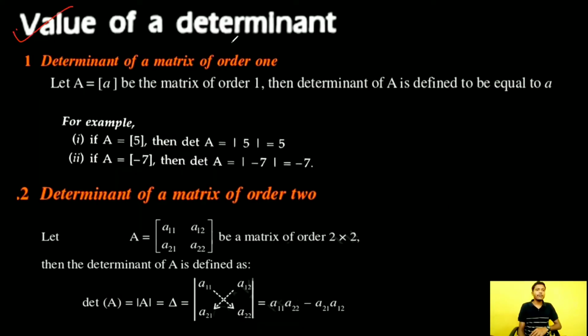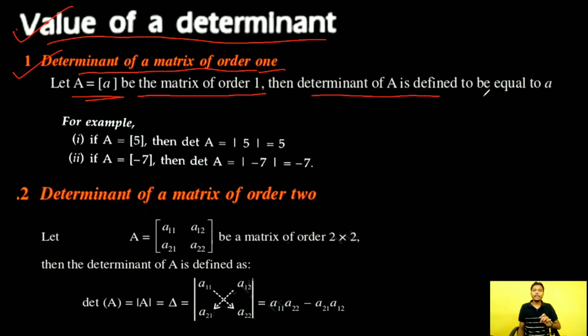Now the value of a determinant. First, the determinant of a matrix of order 1. A matrix of order 1 means this matrix contains only one element. Here let A be a matrix of order 1, then the determinant of A is defined to be equal to only this element a. For example, if A is equal to this matrix, then the determinant of A, we write this inside these two vertical bars, is equal to 5. Similarly, if this is a matrix of order 1, then the determinant of A is equal to this.